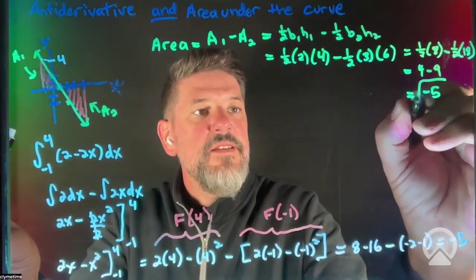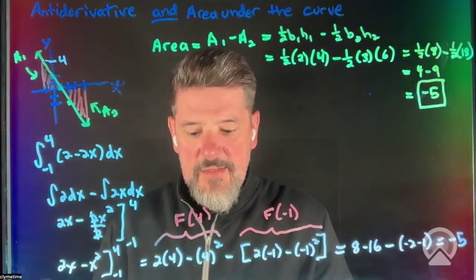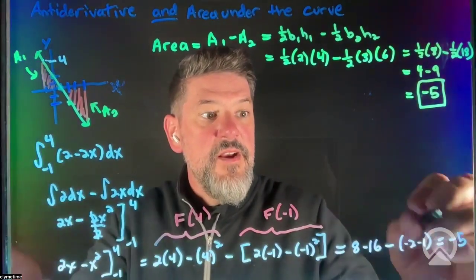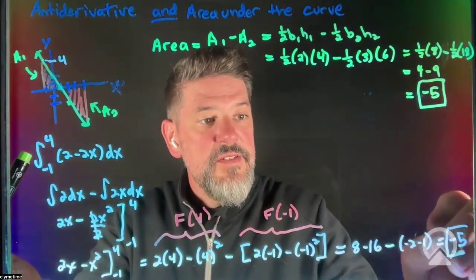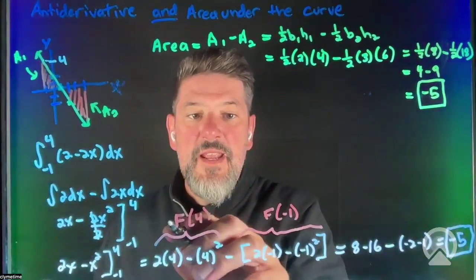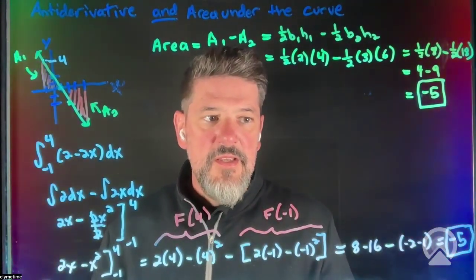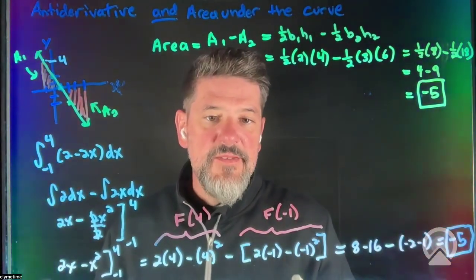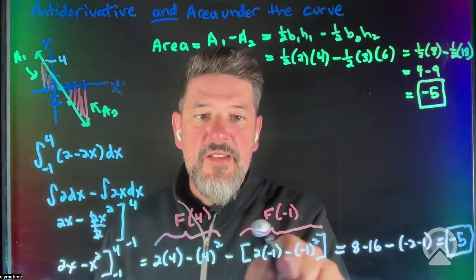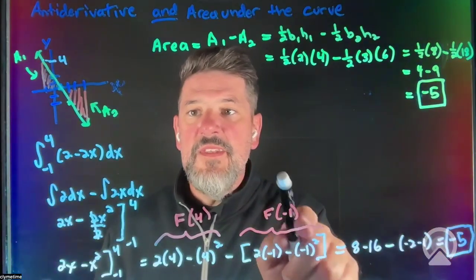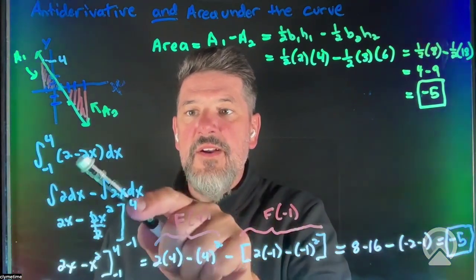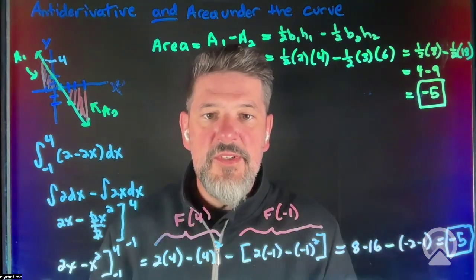So not surprisingly, I get the same answer, whether I find the area underneath the curve using geometric formulas, or I find an antiderivative and I plug in my lower bound and my upper bound. So the difference in values of my antiderivative will give me the exact same result as the area underneath the curve. And I did this with geometric formulas.